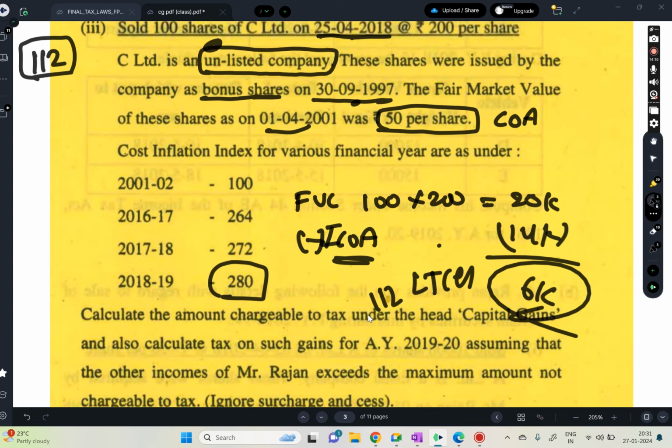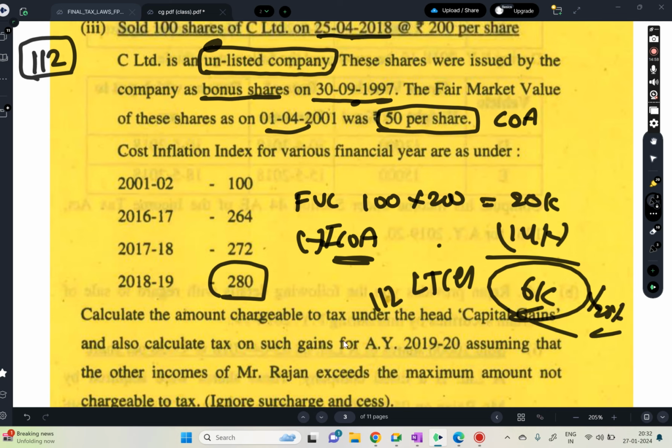So here we don't have to do 20% of 6,000 because according to 112A, 20% is taxable. No, this is not 112A, right? This is 112. In 112A, how much is it taxable? 10%, no? In 112A, it is 10%. In 112, it is 20%. So actually we need to tax at 20%. So here you will tax 20%.